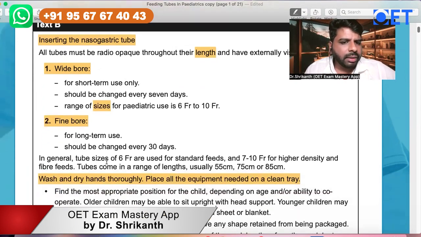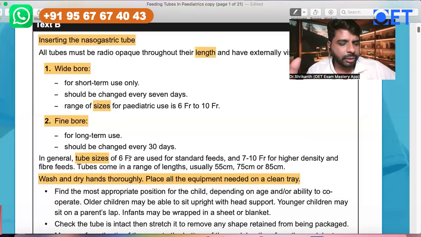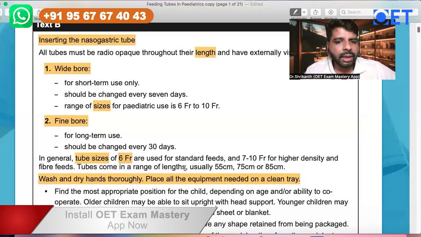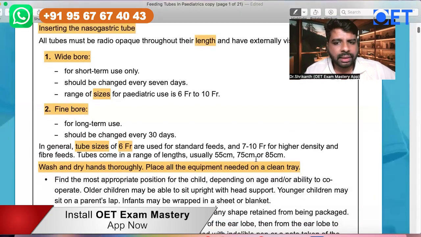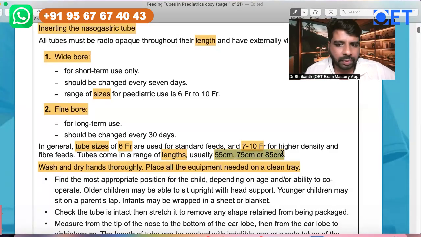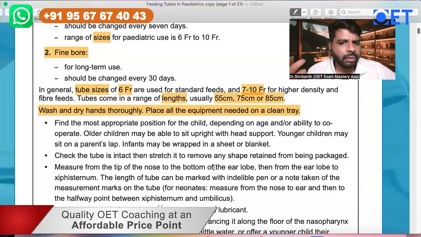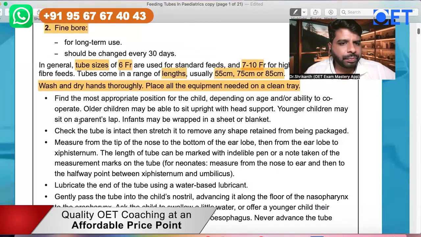In general, tube sizes. Now you see, calculating the length means sizes. Tube sizes of 6 FR are used for standard feeds, 7 to 10 for higher density, and tubes come in a range of lengths, usually 55 centimeters, 75 centimeters, and 85 centimeters. So again, let's see whether they have mentioned the calculation part. Find the most appropriate position for the child depending upon the age. Older children may be able to sit upright.